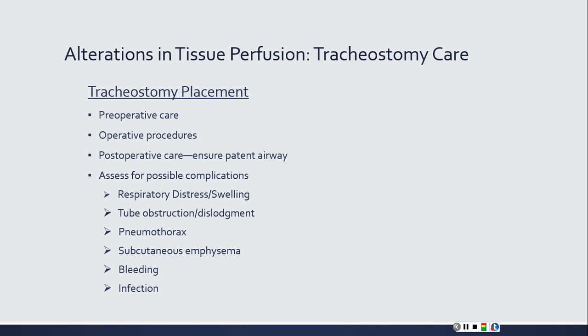You also want to assess for possible complications, including respiratory distress and swelling. Anytime we manipulate anything in that upper airway, the risk for swelling is there. What are some ways we could look and monitor for swelling? Measure neck circumference, absolutely. What else? Look bilaterally, okay. What else? If I'm looking at the actual stoma, what might I see?